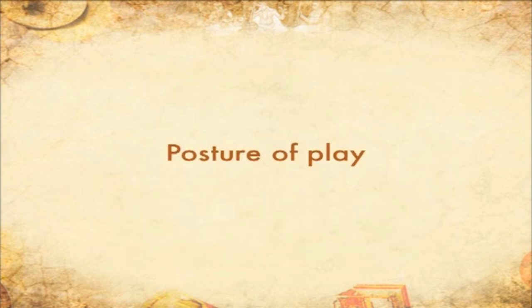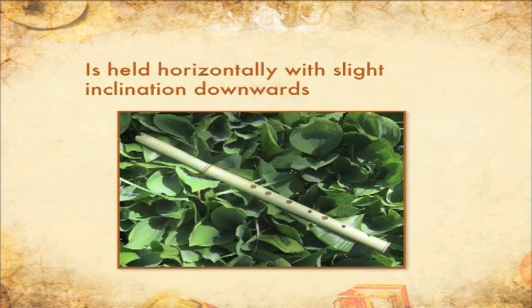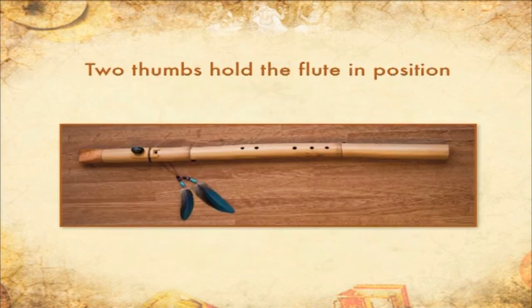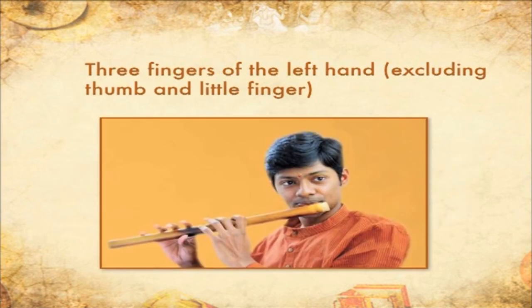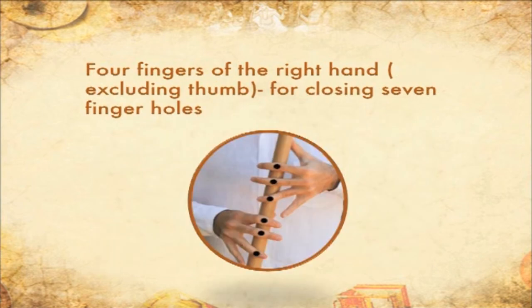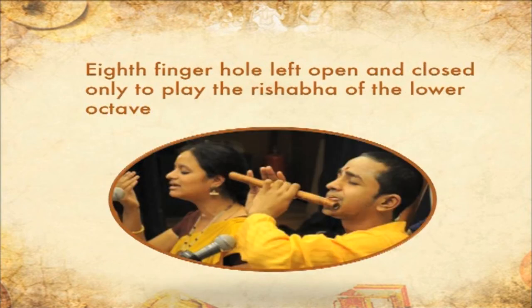Posture of play. The concert flute is held horizontally with a slight inclination downwards. The two thumbs are used to hold the flute in position. Three fingers of the left hand, excluding the thumb and the little finger, and four fingers of the right hand, excluding the thumb, are used for closing the seven finger holes. The eighth finger hole at the extreme right is left open and is closed only when it is desired to play the rishabha of the lower octave.